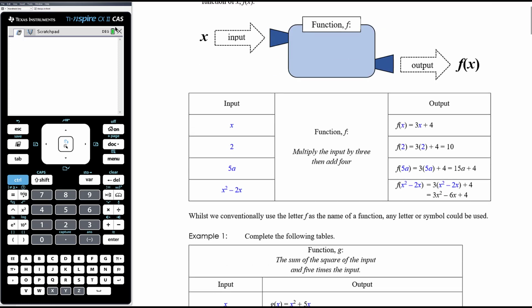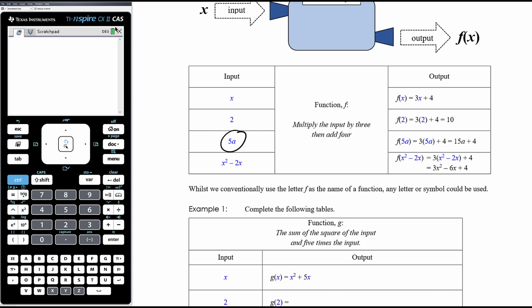So for example, if our function f is to multiply the input by 3 and then add 4, if our input is x, f of x is 3 times x plus 4, 3 times the input plus 4. If our input is 2, f of 2 is taking 2, multiplying it by 3 and adding 4. So 3 times 2 plus 4, which is 10. If our input is 5a, applying function f to 5a means multiply 5a by 3 and then add 4. So 3 times 5a plus 4. f of 5a is 3 times 5a plus 4, which is 15a plus 4.